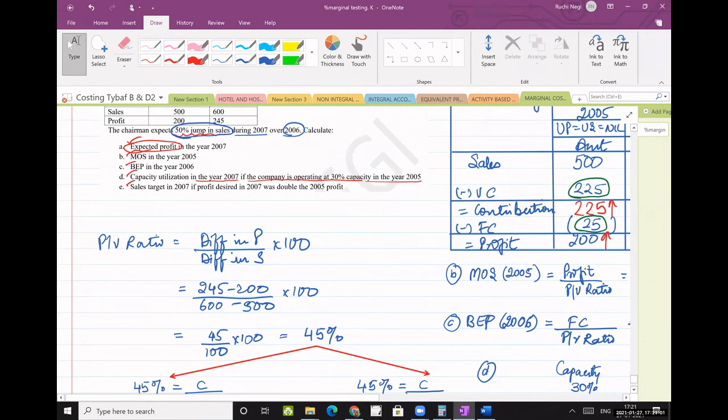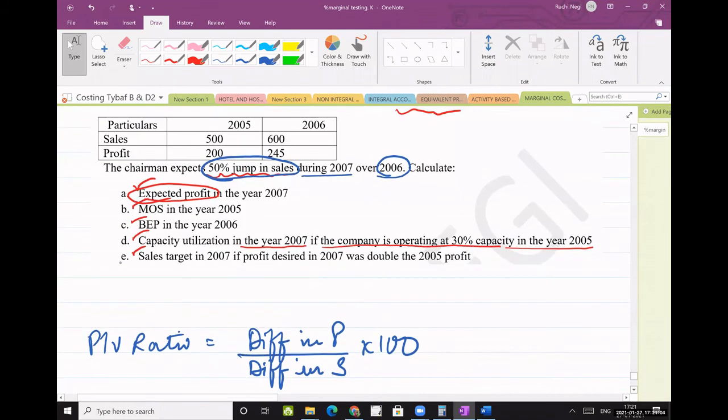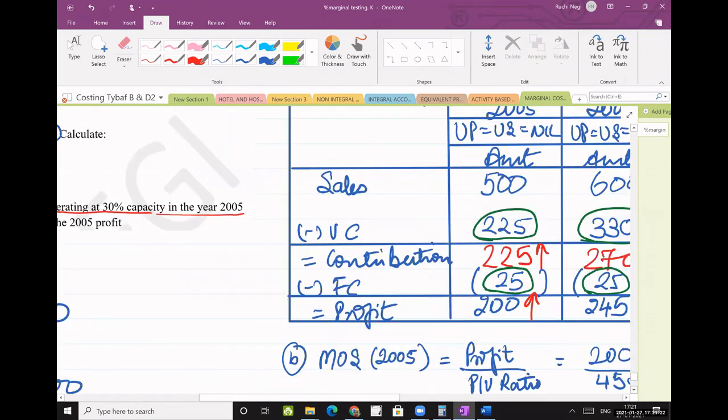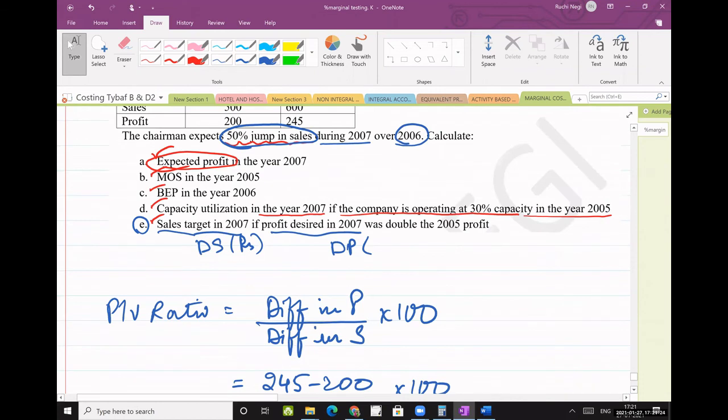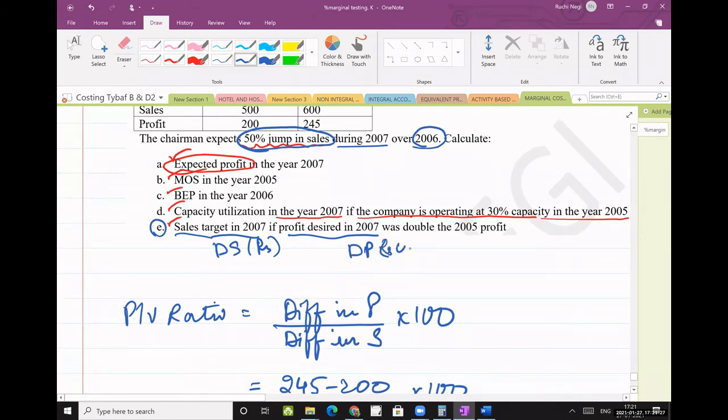Now the last part. E wala. What have they said? Sales target in 2007 if. Matlab you have to find desired sales in rupees. If desired profit is how much? Double of the profit of 2005. 2005 में कितना profit हुआ था? 200. तो 200 के profit को double कर दो तो कितना हो जाएगा? 400. So अगर desired profit 400 है तो desired sales कितना होगा? Okay, that is what they want you to calculate. Okay, so this is also easy.